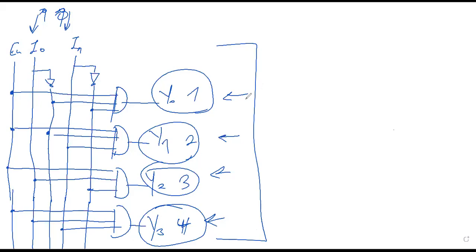Another combinational circuit: we have the encoder. We dealt with the encoder, and we said that if you have 2 to the power n inputs, it can give you n outputs.